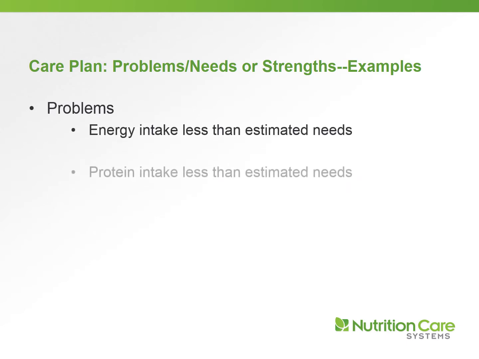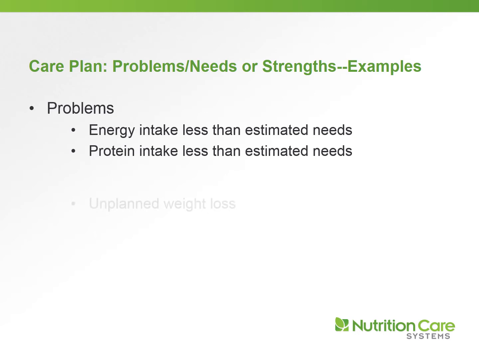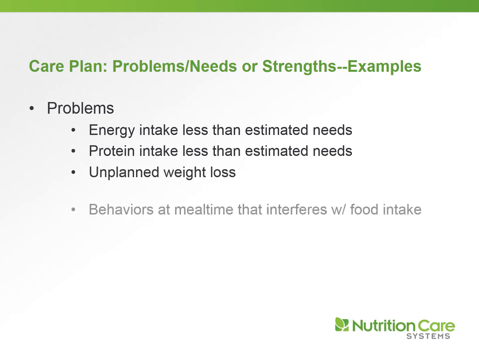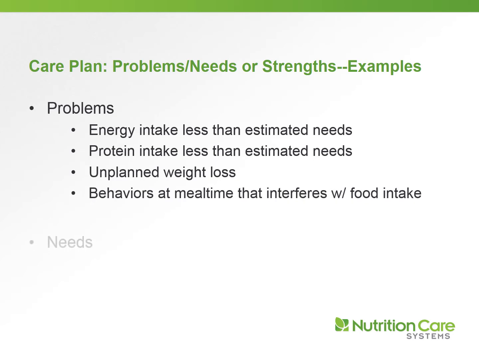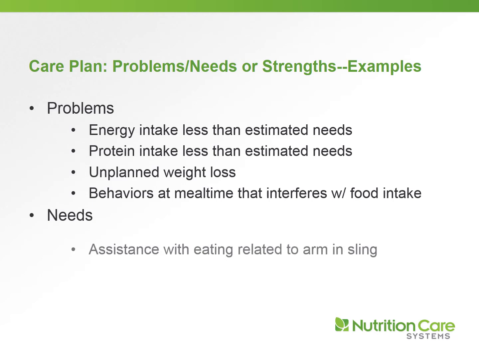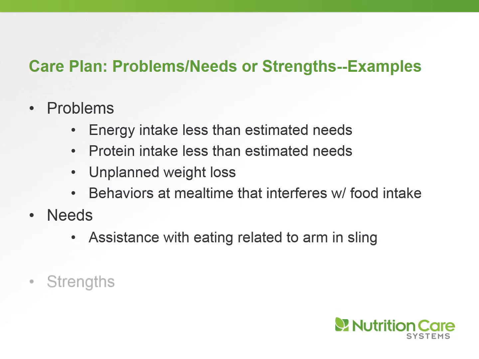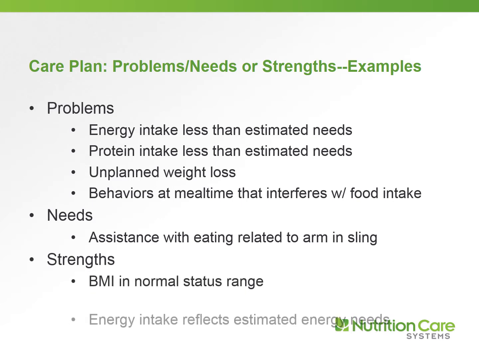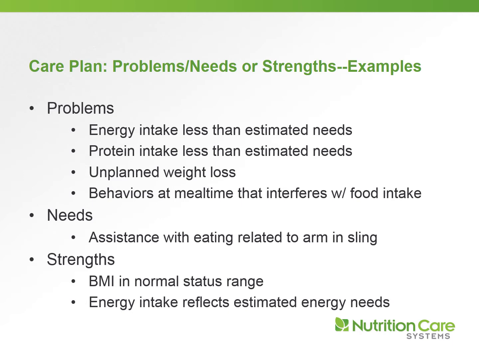So examples of problems would be energy intake less than estimated needs, protein intake less than estimated needs, any unplanned weight loss, behaviors at mealtime that interfere with food intake. Examples of needs would be assistance with eating related to arm and sling. Strengths, one would be a BMI in the normal status range, which would be a positive, or energy intake reflects estimated energy needs.